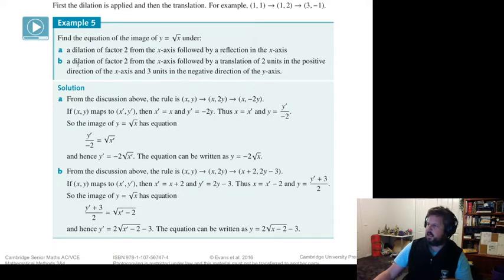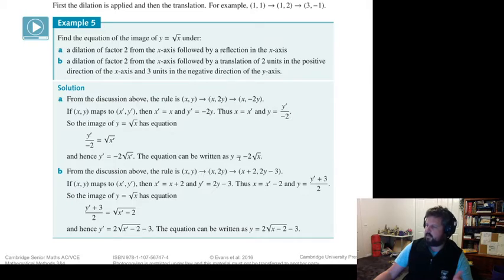Next one, similar types of things, except there's a little bit more going on. There's a dilation factor of 2 from the x-axis, which was the same as what we had before. Cool. So we need to multiply this y value by 2. And then it says there's a translation of 2 units in the positive direction of x. So we need to add 2 to the x coordinate, which we've done there. And also there's 3 units translated in the negative direction of the y-axis. So again, that means we're going to be taking away 3 from there.